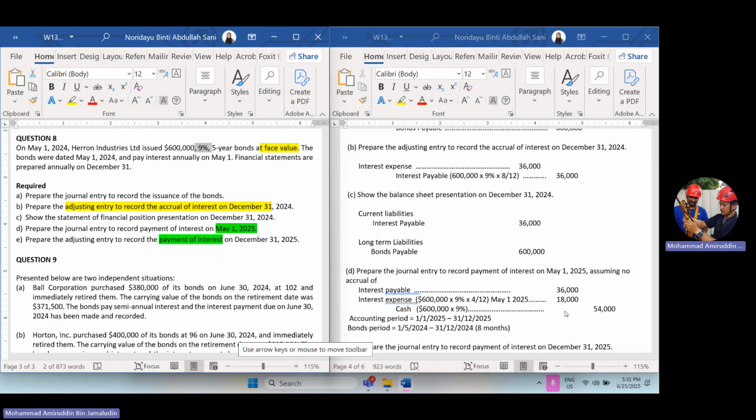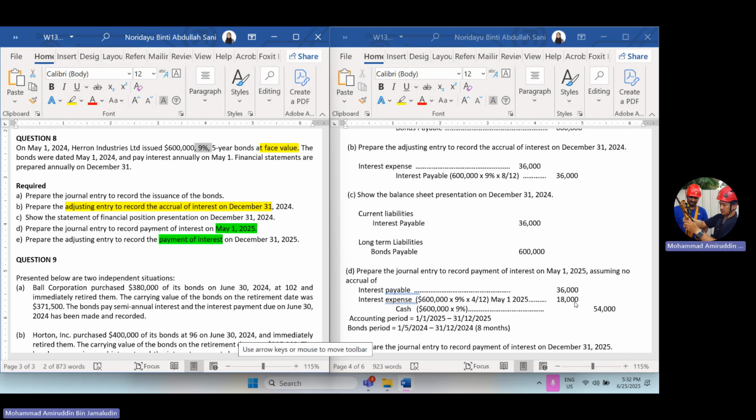January, February, March, until end of April. Because it is 1st May, not 30th May, not 28 or whatsoever May. Okay? So it should be 4 months. So here we compute the 4 months interest. 600,000 multiplied by 9%, times 4/12, which is the interest up to May 1st, 2025. 18,000.